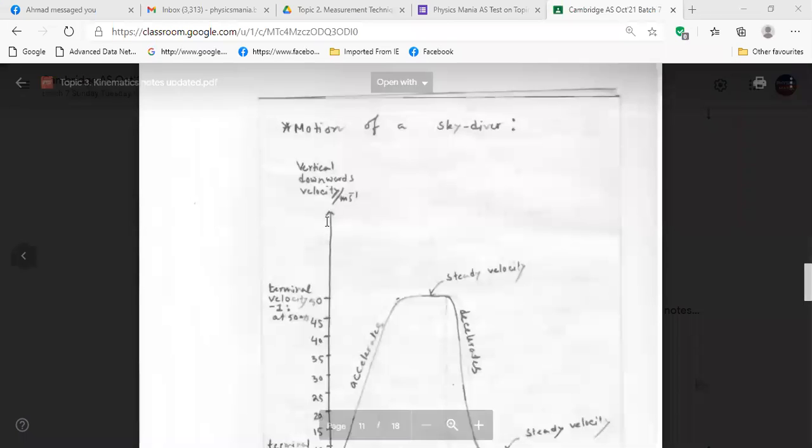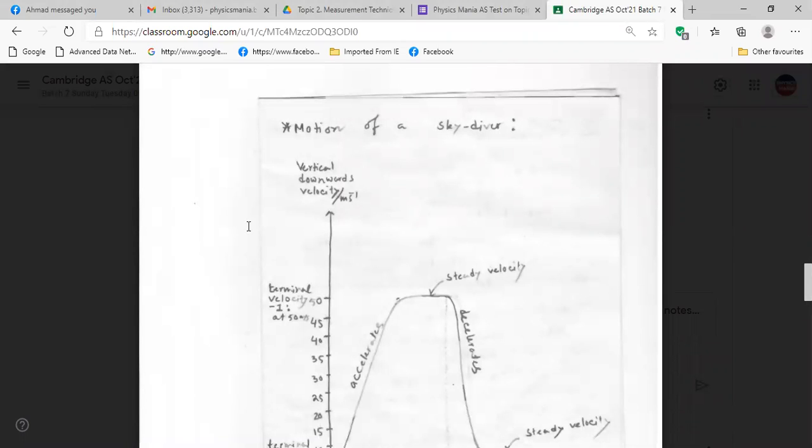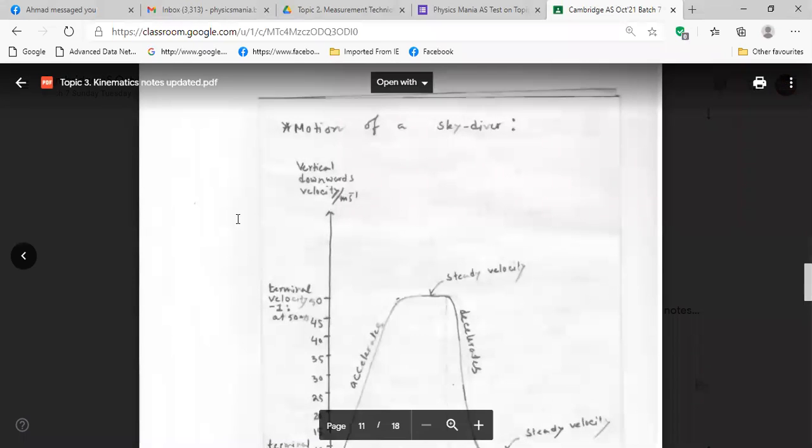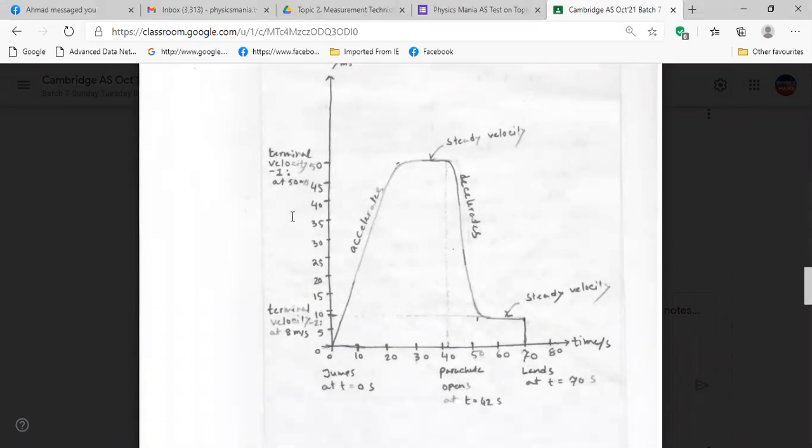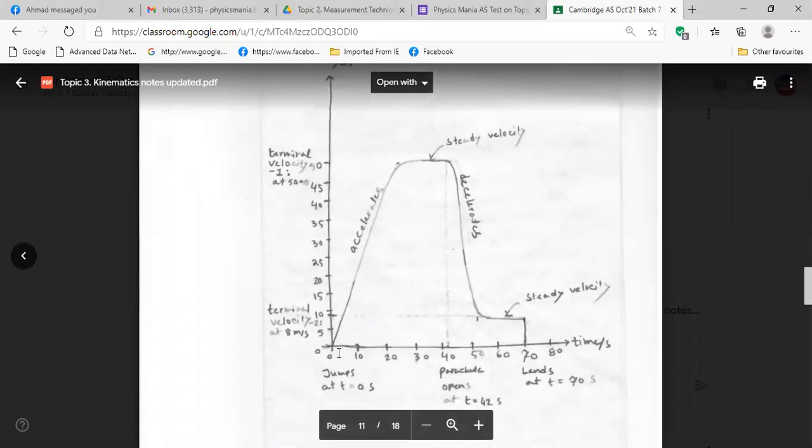Motion of a skydiver, and we have here two terminal velocities. Try to understand it. In the y-axis we have the vertical axis. That one is showing us the velocity of the parachutist, and here in the x-axis we have time.